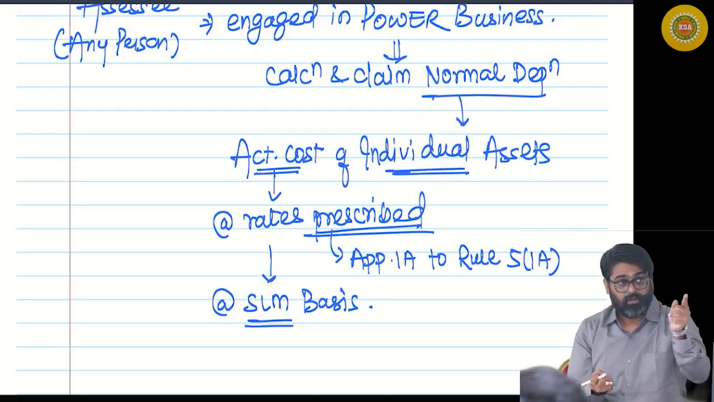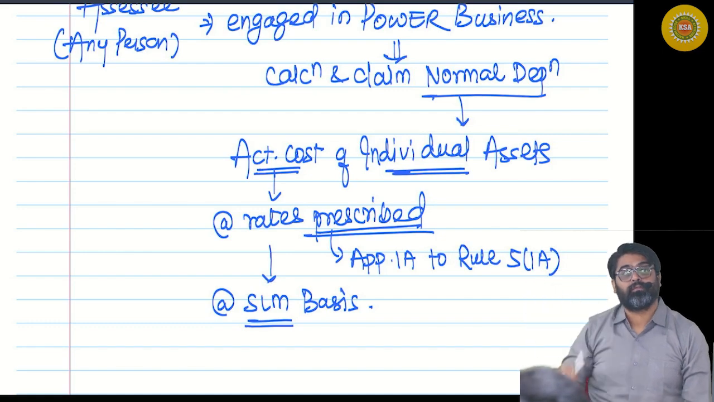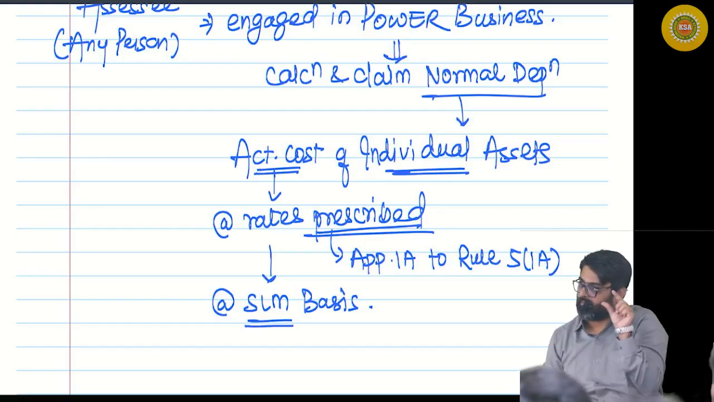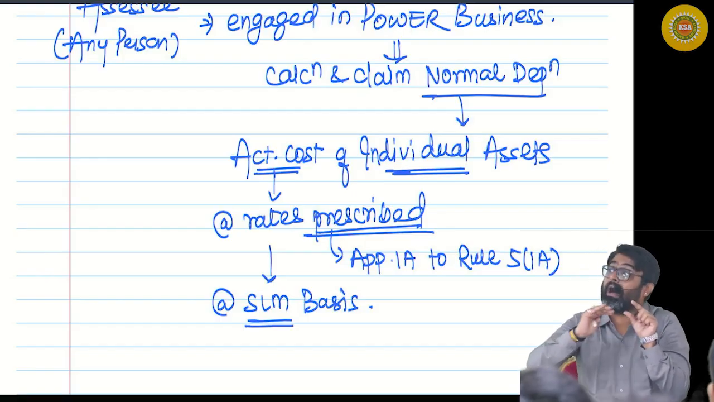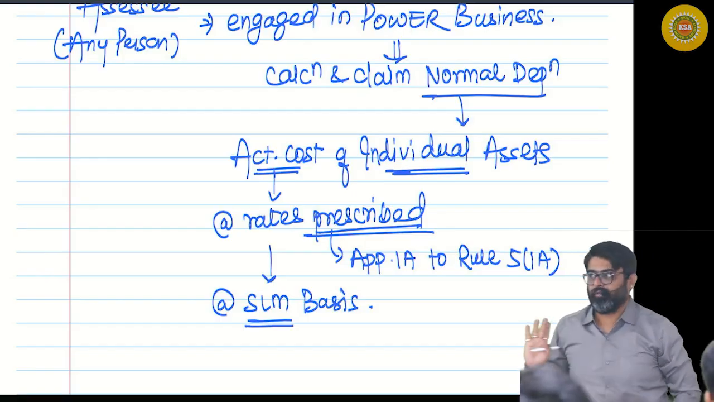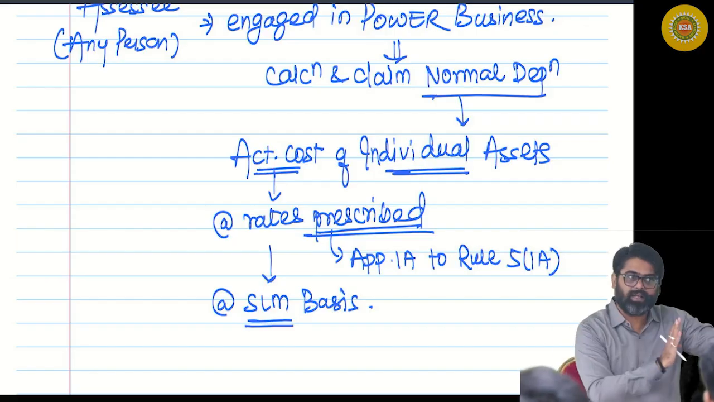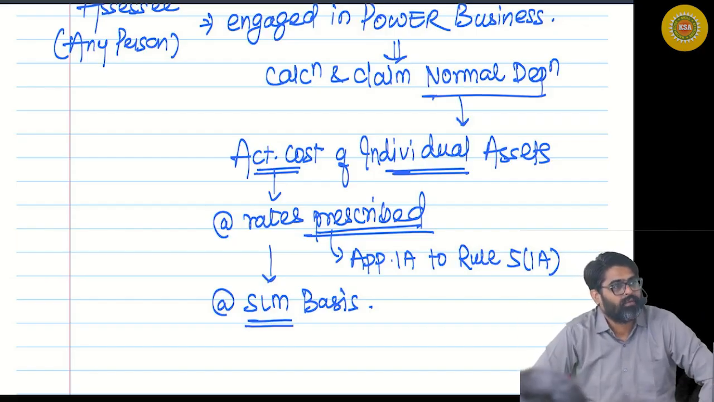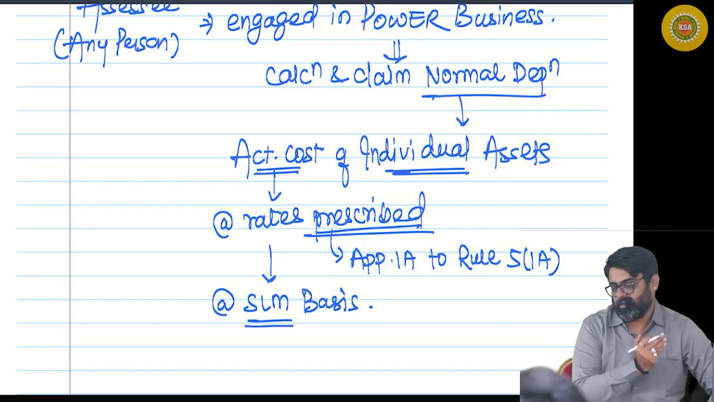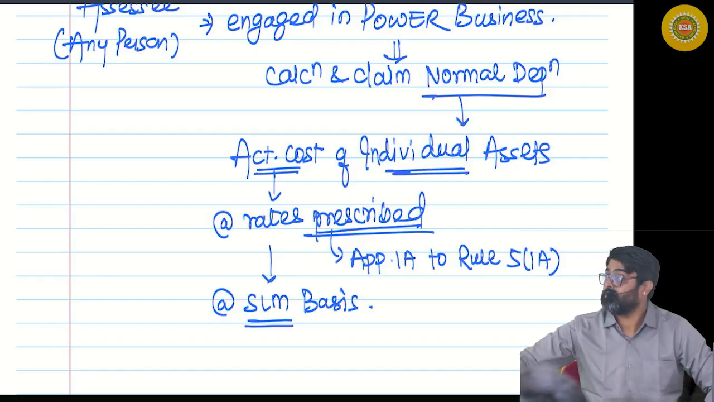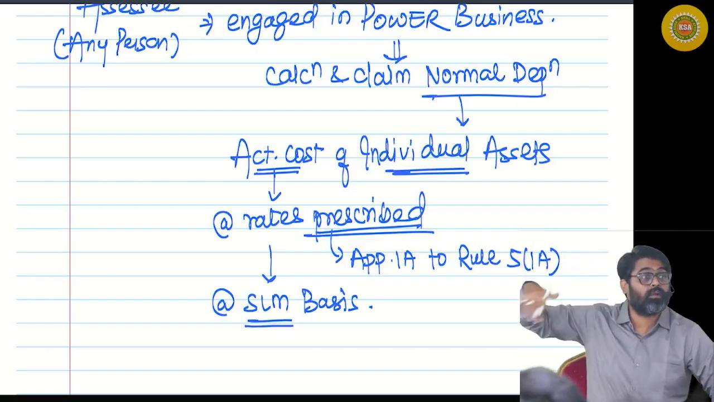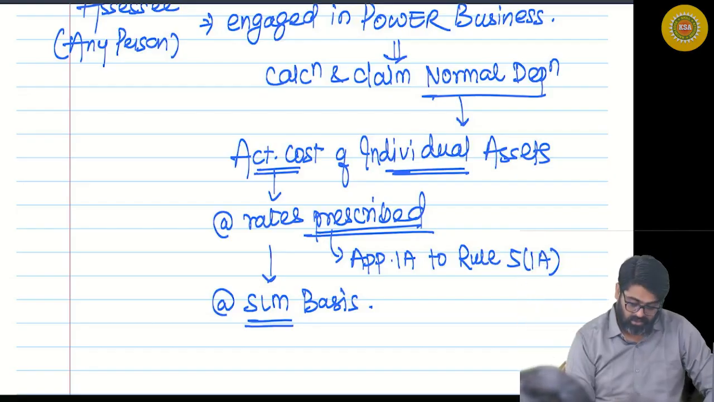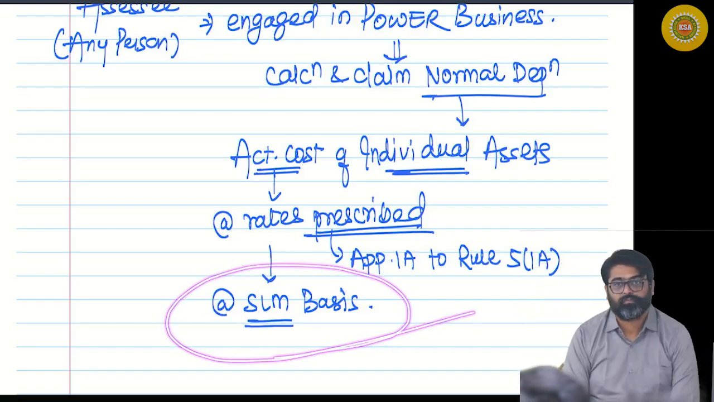Wait! If the generator was acquired in this year, and in this year it was put to use for less than 180 days, then half of the rate which you are bringing from there will be allowed in the first year. But for every other year, that full rate will be allowed. Getting my point? Now that depreciation you are going to claim same amount every year, SLM basis.